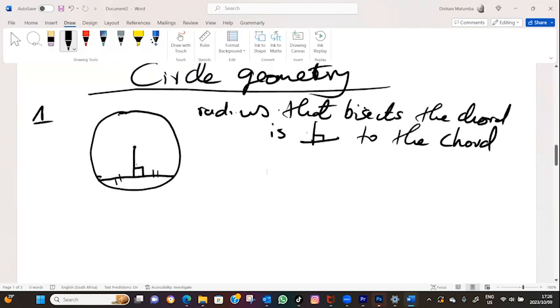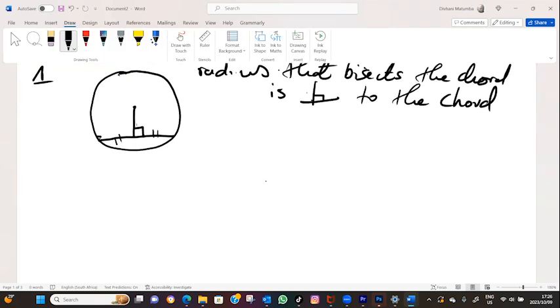Second theorem, we have the following situation. Guys, I'm not that good with drawing circles, but I will try where I can.